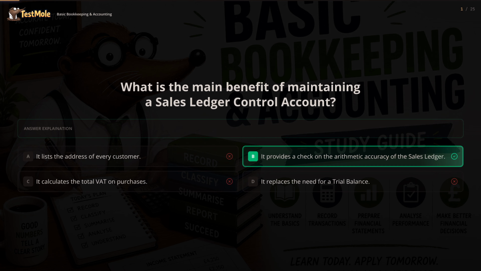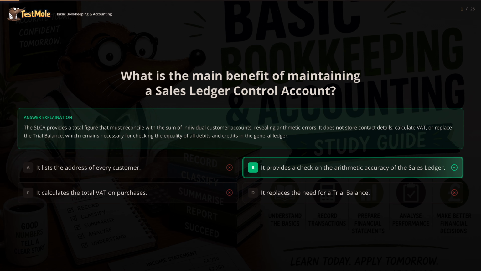The answer is B. The SLCA provides a total figure that must reconcile with the sum of individual customer accounts, revealing arithmetic errors. It does not store contact details, calculate VAT, or replace the trial balance, which remains necessary for checking the equality of all debits and credits in the general ledger.